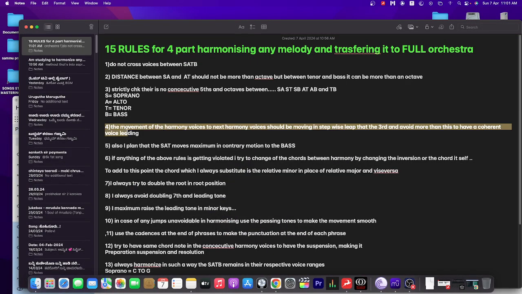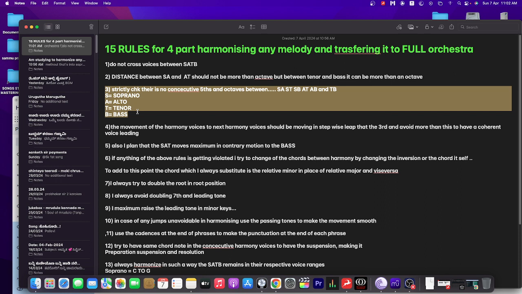And the third rule is the movement. Strictly check there are no consecutive fifths and octaves between soprano-alto, soprano-tenor, soprano-bass, alto-tenor, alto-bass, and tenor-bass. This is a very important rule. With these 6 combinations, you should check that when moving from one chord note to another chord note, you should not be having any consecutive fifths and consecutive octaves.